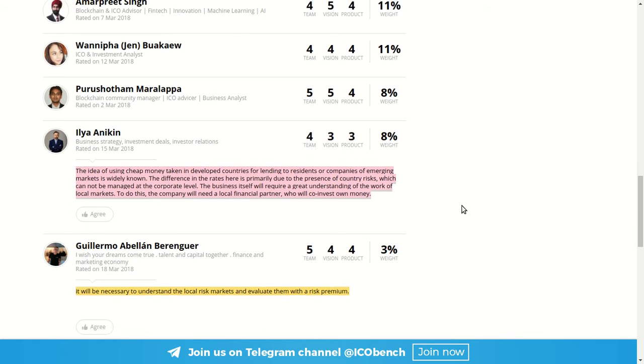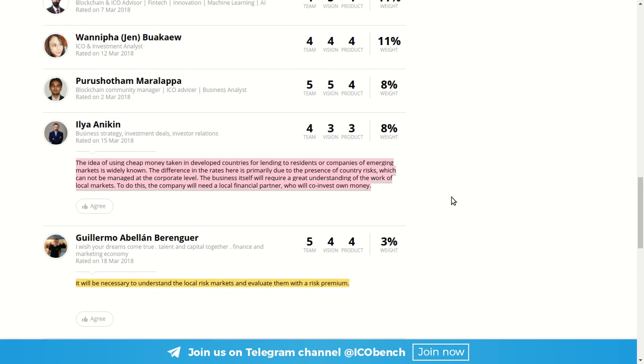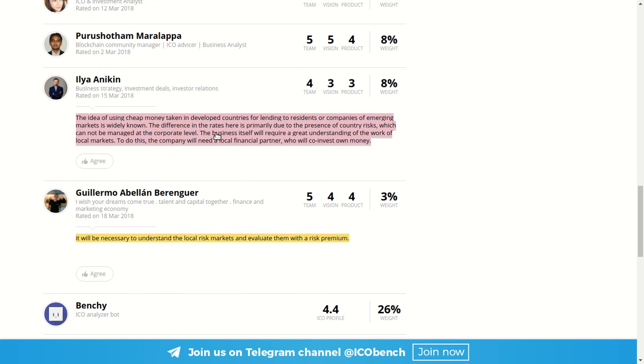And the final comment. The idea of using cheap money taken in developed countries for lending to residents or companies of emerging markets is widely known. The difference in the rates here is primarily due to the presence of country risks, which cannot be managed at the corporate level. The business itself will require a great understanding of the work of local markets. To do this, the company will need a local financial partner who will co-invest own money.